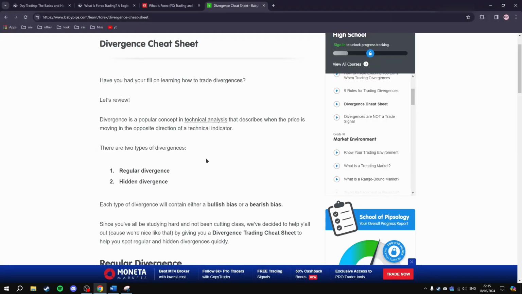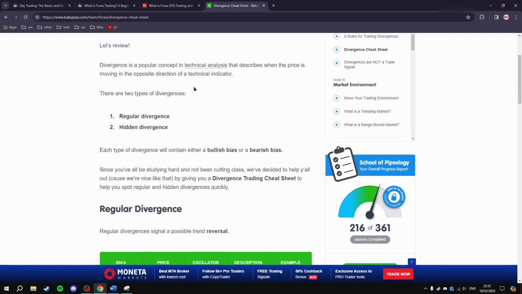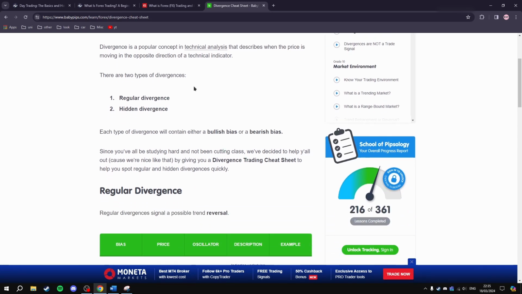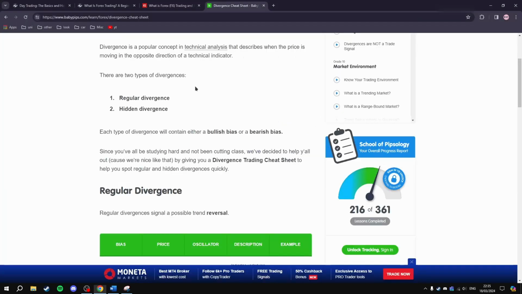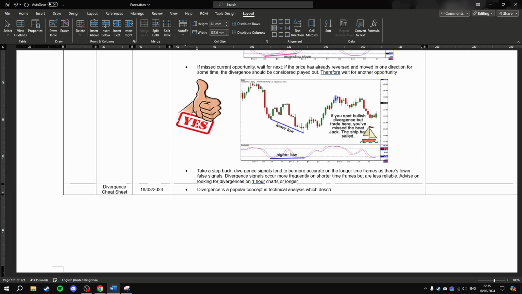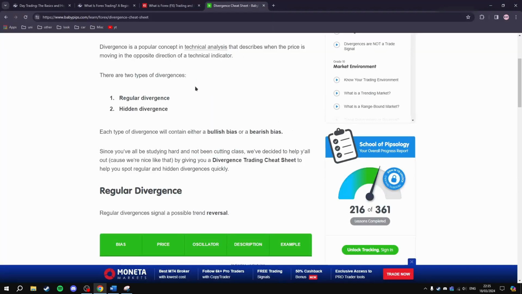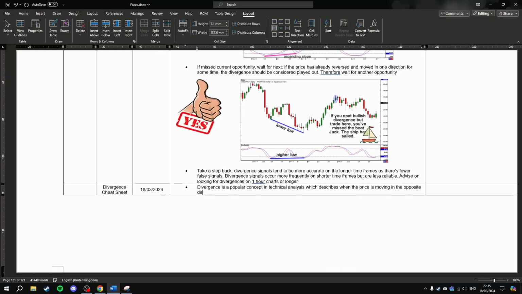Have you had your fill on learning how to trade divergences? Let's review. Divergence is a popular concept in technical analysis that describes when the price is moving in the opposite direction of a technical indicator.